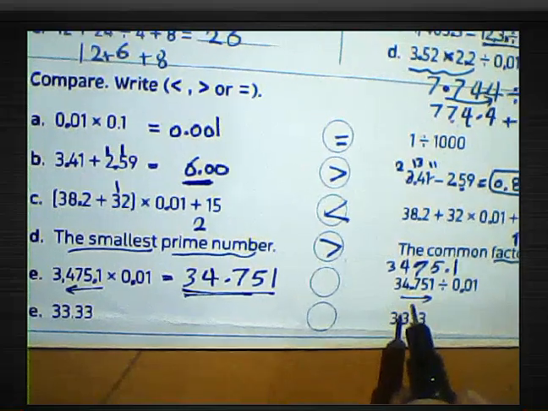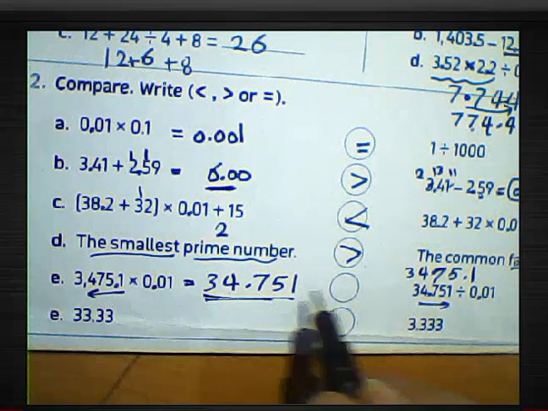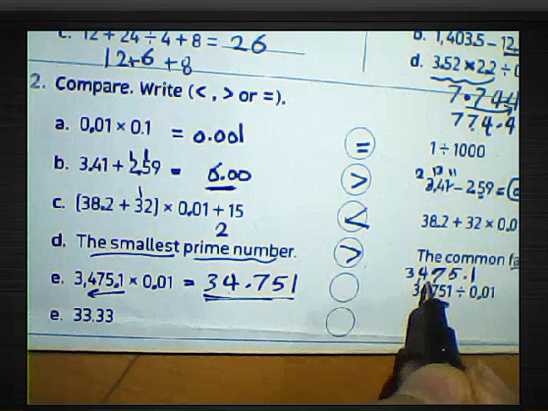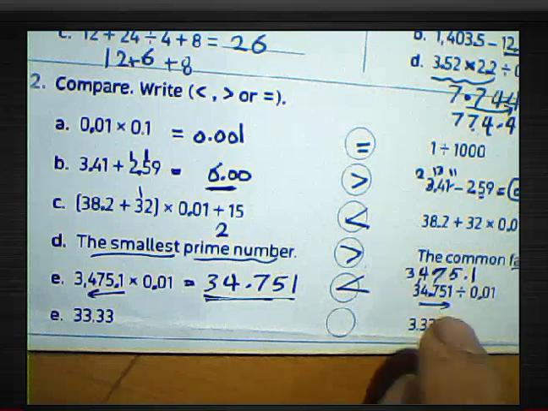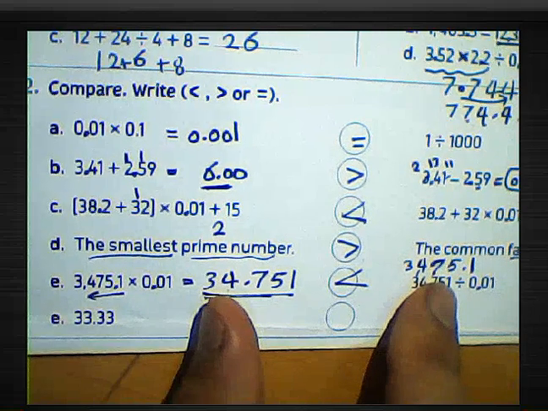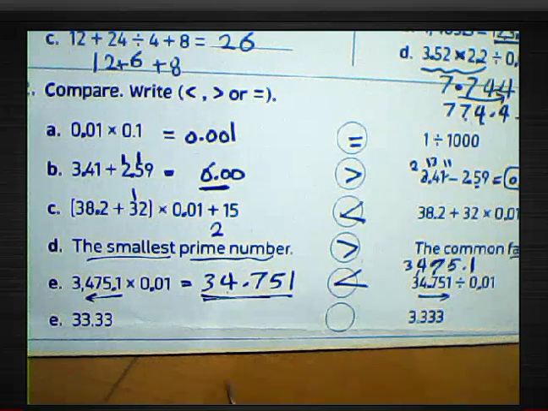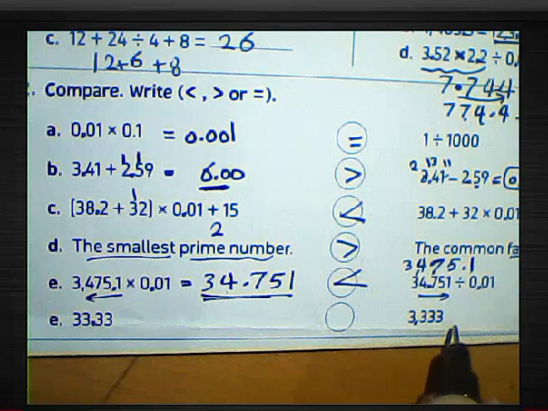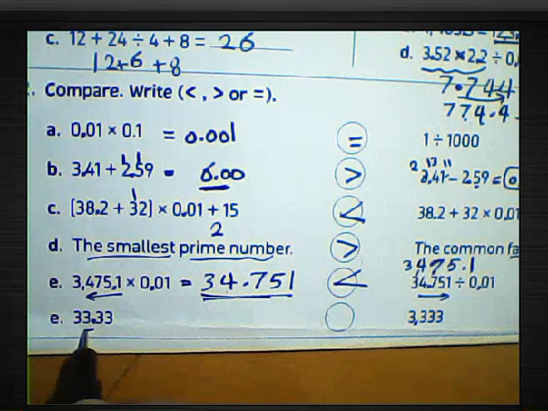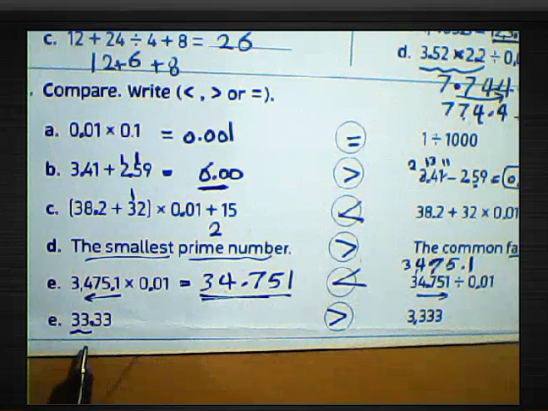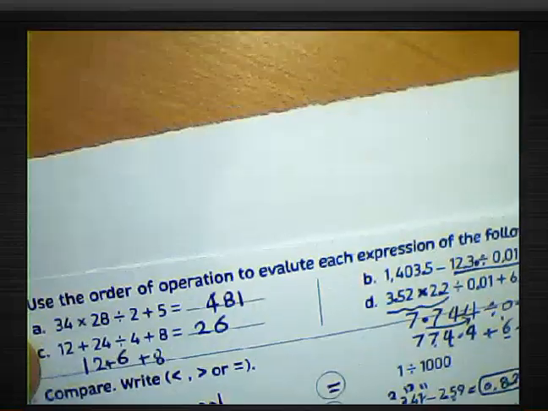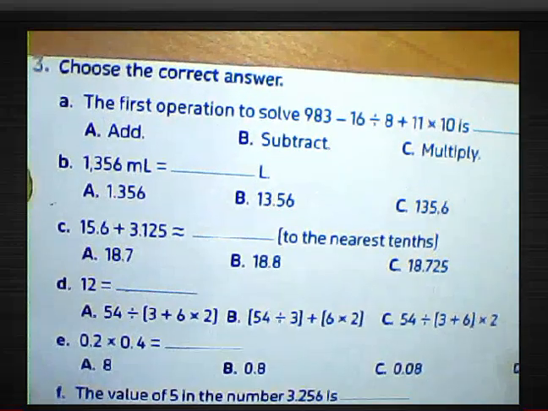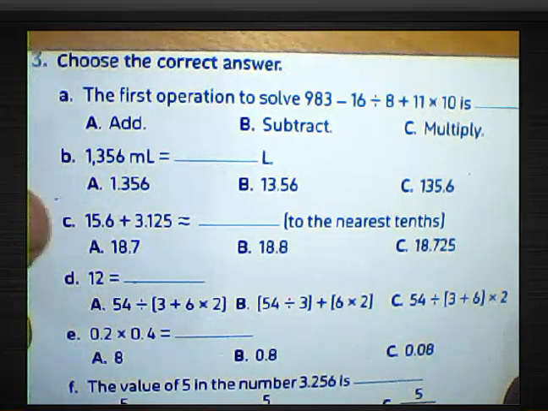Which is more? 34 is less than 3475.1. Okay, it's greater. This whole number is more than the whole number here. And what about letter E? 33.33, 3.333 thousandths. It means 33 is more. We must compare by the left hand side, the whole number here. Okay, look at question number 3, letter A.